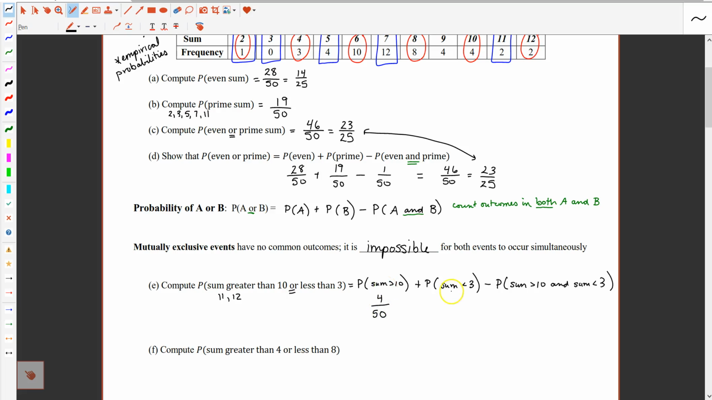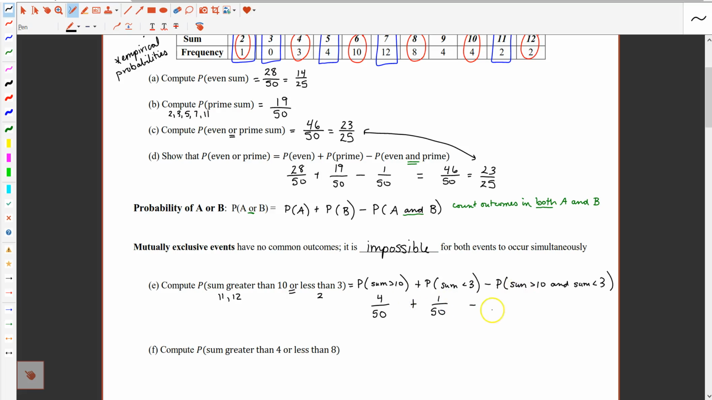Now for the other situation, the sum being less than 3. That must mean that the sum is 2. It's the only one of the possible sums I could get that satisfies being less than 3. The sum of 2 occurred with a frequency of 1. So that probability means it occurred 1 time out of the 50 possible trials. That builds that probability.